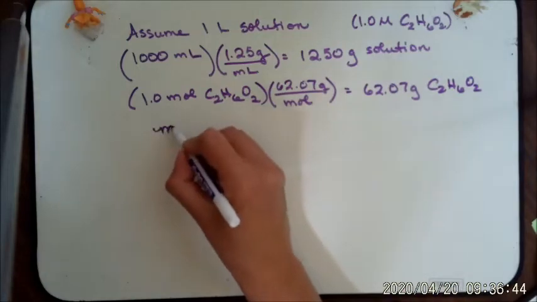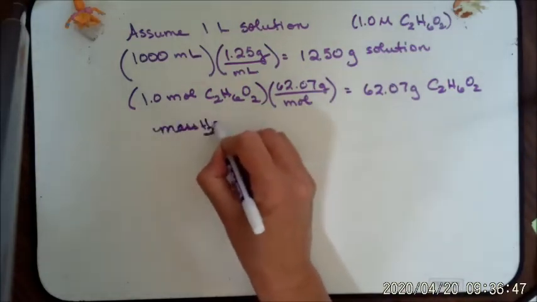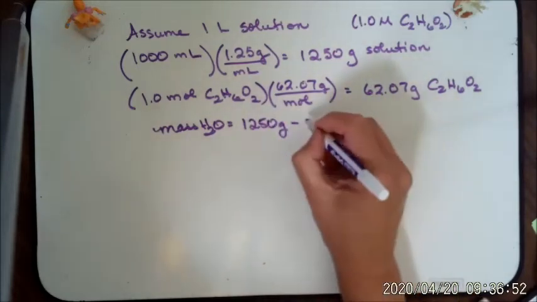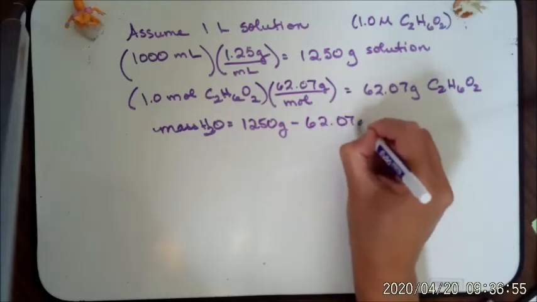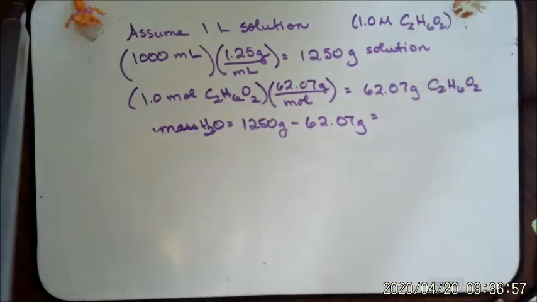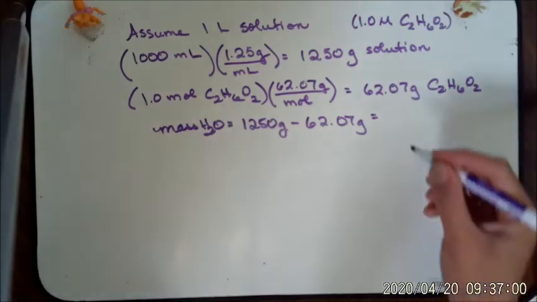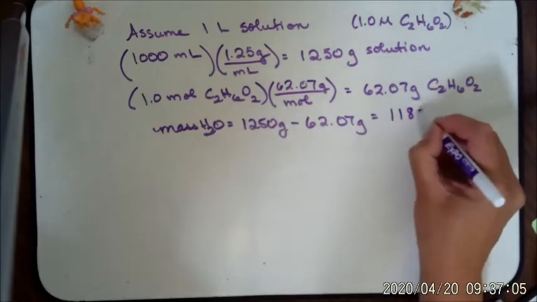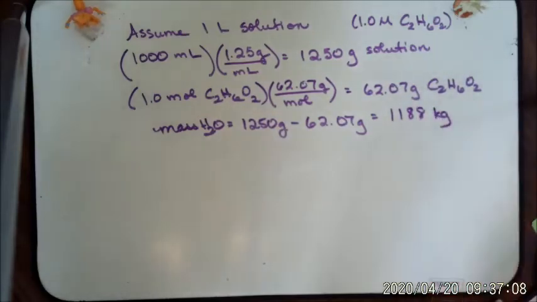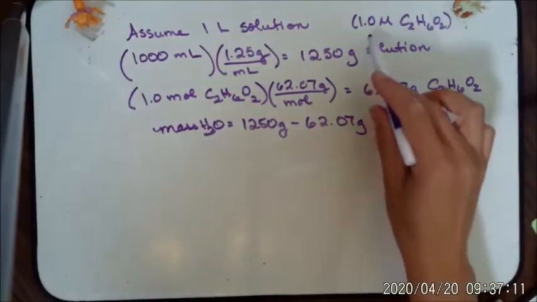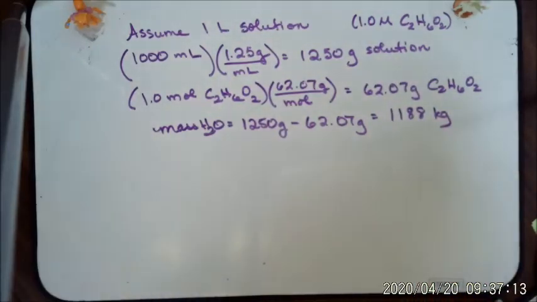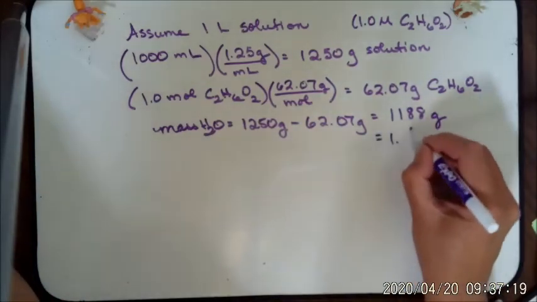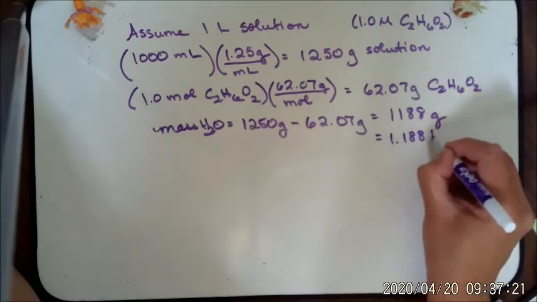So the mass of the water is equal to 1,250 grams of solution minus my 62.07 grams of my solute. And say I get 1,188. Let's just keep it this way for now. It's going to be 2 sig figs at the end. So that's not kilograms, that's in grams. And then if we convert that to kilograms, it's 1.188 kilograms of water.